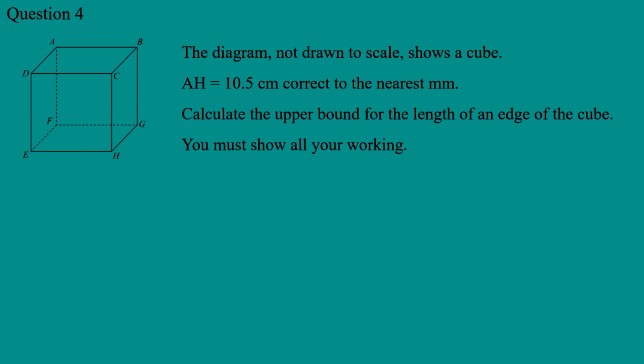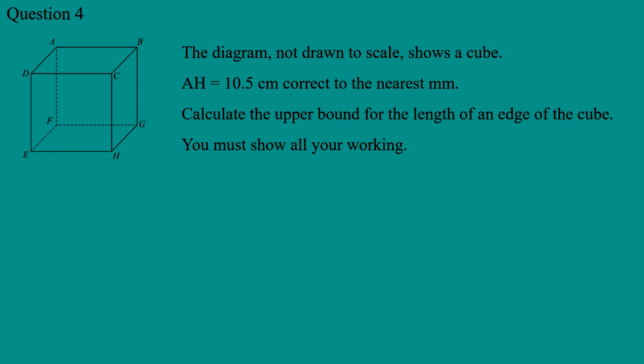Question 4 is an exam-style question that combines geometry with error-bound calculations. Pause the video whilst you read the question and calculate an error interval for the length, AH. Attempt the rest of the solution if you are able. Resume the video when you are ready to see the full solution.